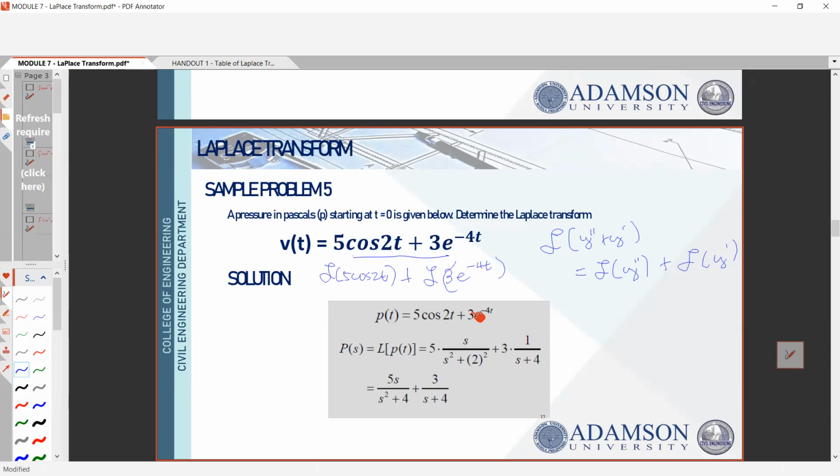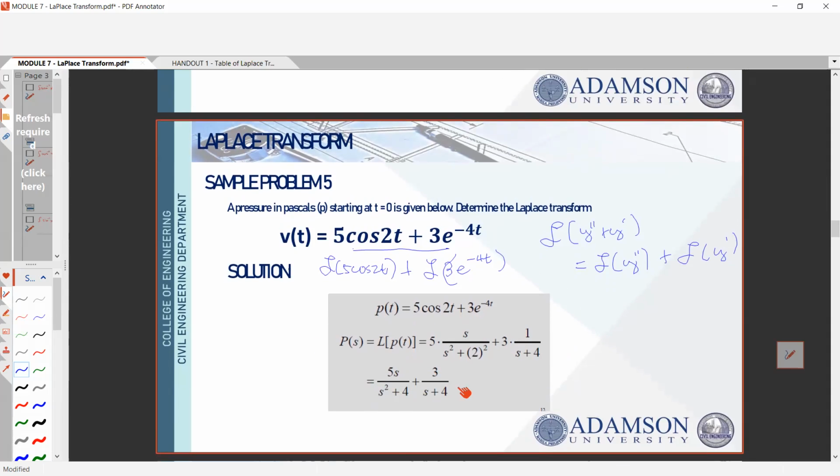Ayan. So yung constants lang naman na 3 and 5 pwede mong ilabas. Therefore, the final answer is 5s over s squared plus 4 plus 3 over s plus 4. Yun yung final answer mo. So kung gusto niyo, pwede niyo rin ito i-simplify further into one fraction na lang, one term na lang. Or as is na lang yan, pwede na rin yan.